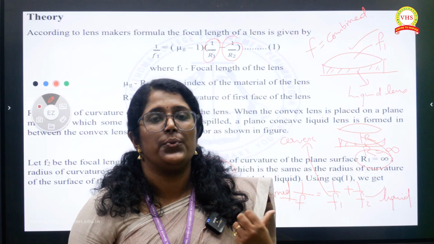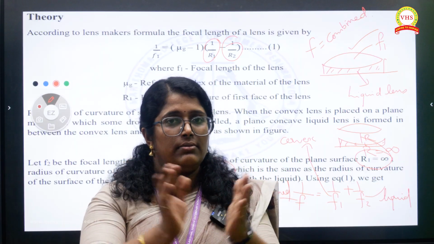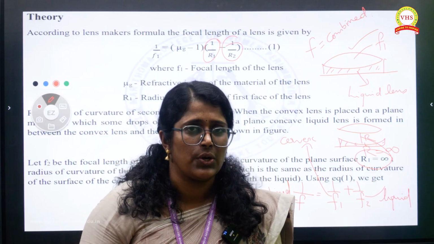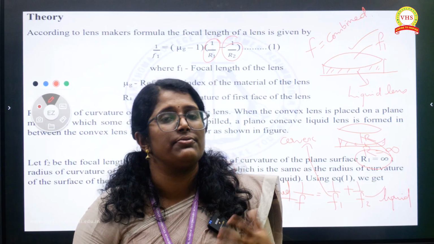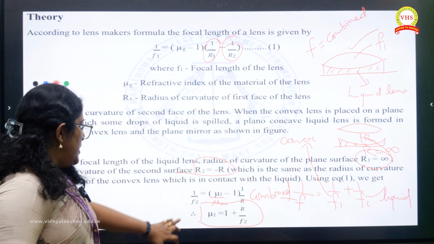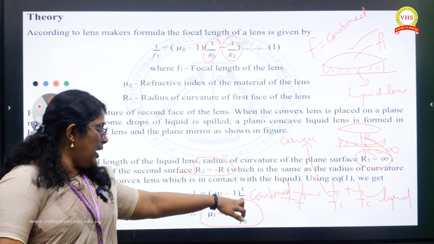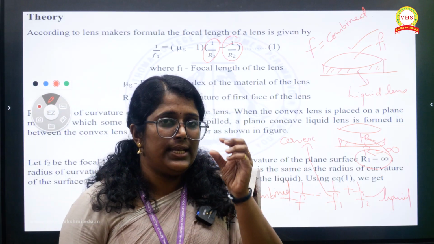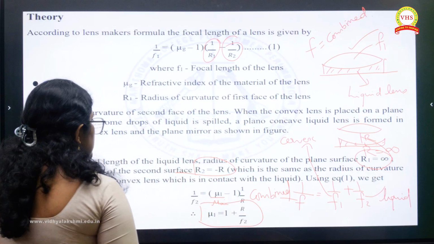What is R? The radius of curvature of that plano-concave, which is actually the convex lens radius of curvature only. You can use a spherometer for finding out the radius of curvature. It's not a big deal. Mu L is equal to 1 plus R by F2. What is F2? The focal length of the liquid lens alone. How to get F2 is from this formula.